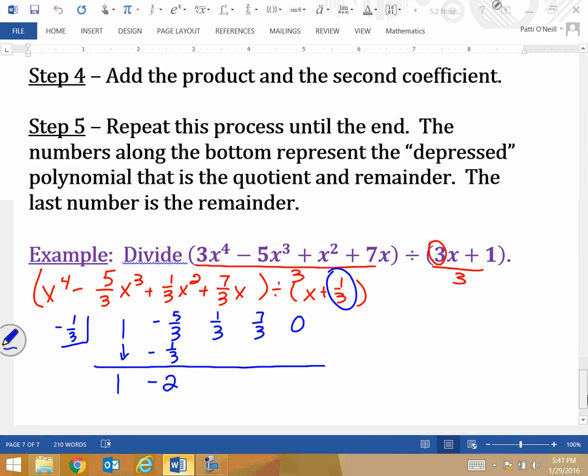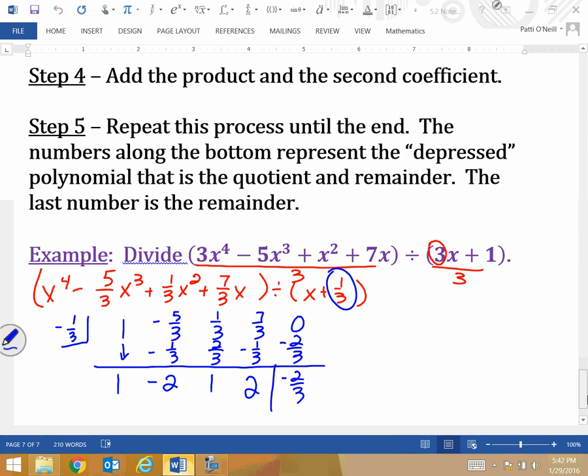Multiply these together, I get positive 2/3. 2/3 and 1/3 is 3/3, which is 1. So you see how our numbers are working out. Multiply together, we get negative 1/3. Combine by addition, and we get 6/3, which is 2. Multiply together, we get negative 2/3. Combine, we get negative 2/3. So this last value I'm going to separate from the rest, knowing that that's the remainder.